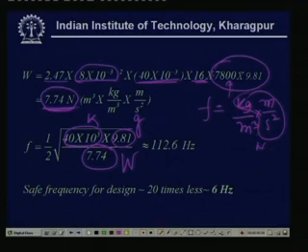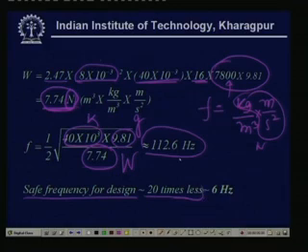So, while dealing with these SI units, the force should come out to be the weight, which means it should be a force unit. So, that is Newton. Once you put these values, it comes out to be 112.6 hertz, and that means this is the frequency. So, we understand the safe frequency for design should be at least 20 times less than this frequency.